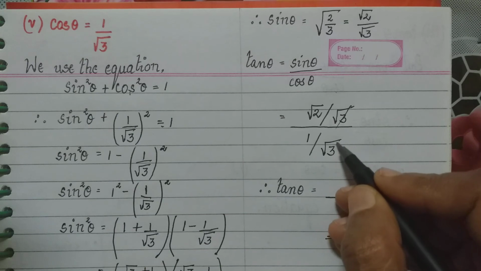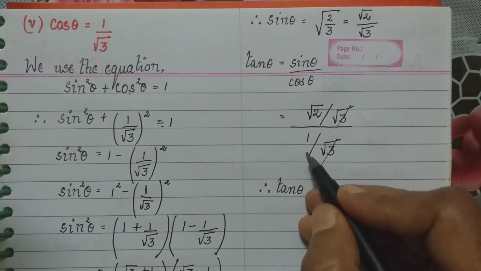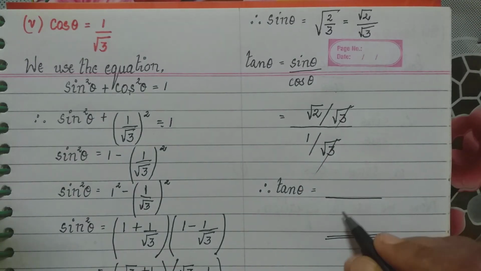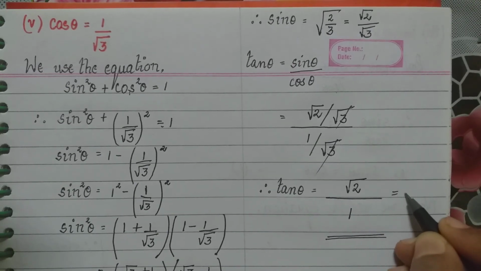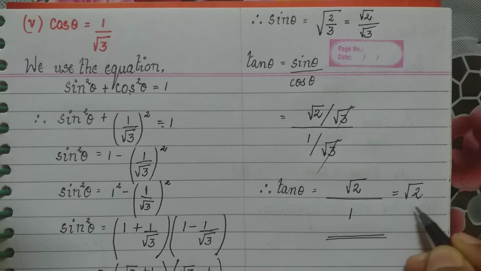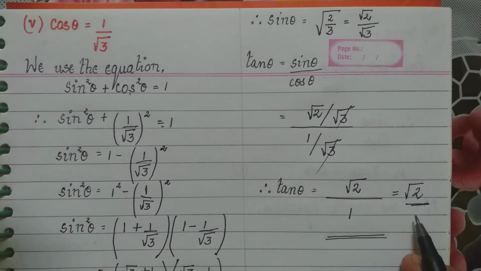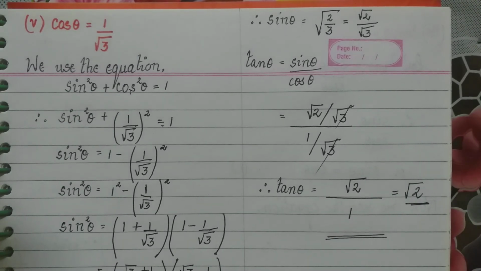What happens? The denominators cancel. What is left? Tan theta, that is root 2 upon 1. So either it is root 2 upon 1 or just root 2. So tan theta becomes root 2 here in this question.